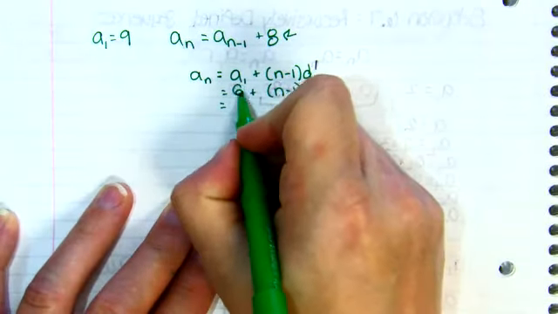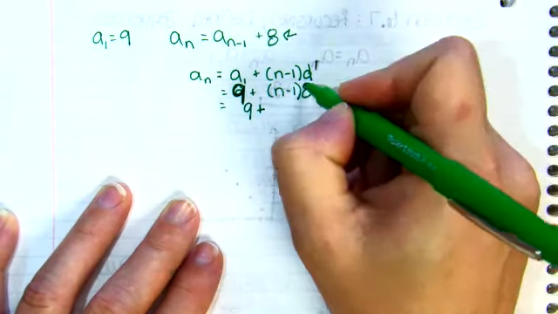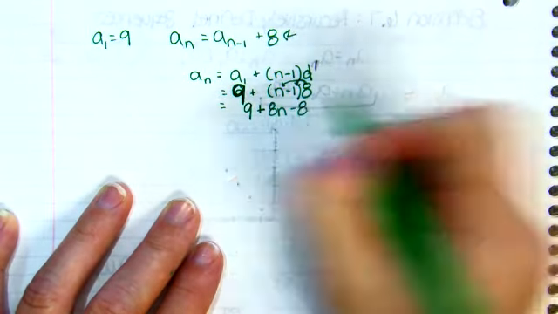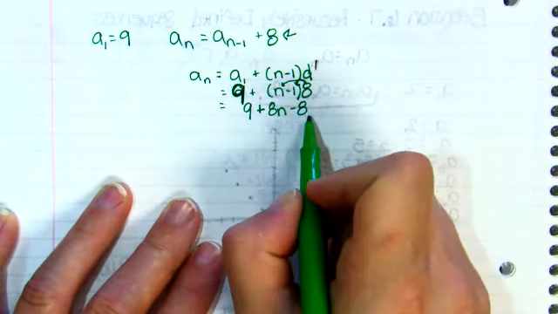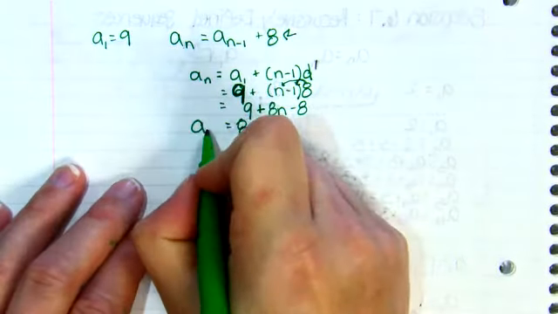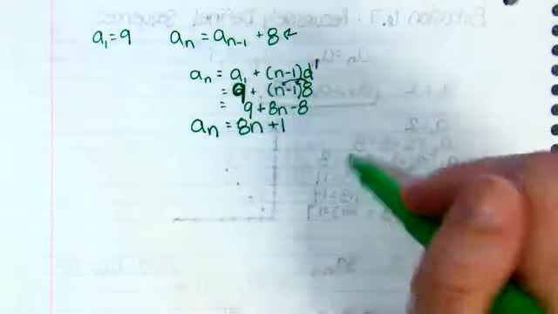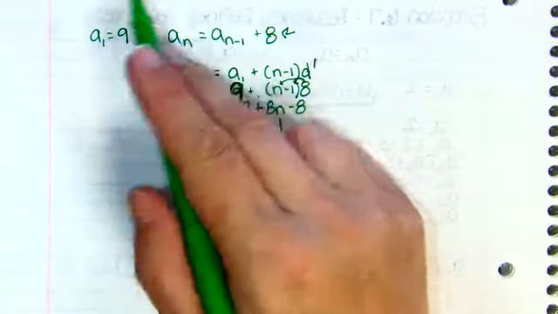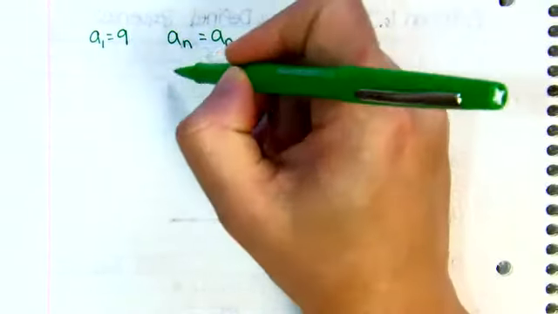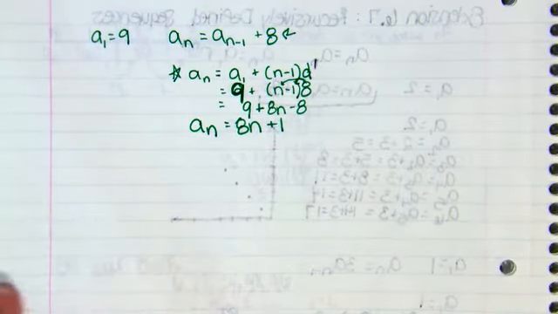So then I would take 9 plus, and I need to use the distributive property here, 8n minus 8. And to simplify this, I have 9, I'm taking away 8, so this is 8n plus 1. So my explicit formula would be a sub n equals 8n plus 1. So it's pretty easy to do because I'm really given all the information that I need right here in my recursive rule. I just have to remember that arithmetic rule right there to find the explicit.